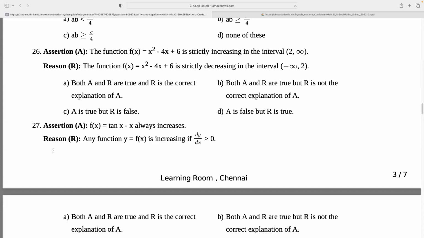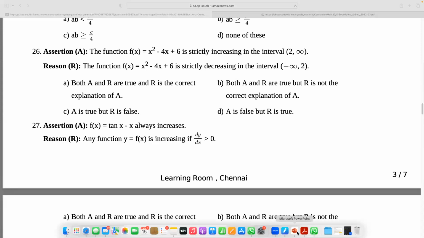So which option for the assertion is right? Option B or A? So which option is right? Option B, sir. Yeah, B is right because the assertion speaks about increasing. The reason speaks about decreasing. So the reason is not related to the assertion. Both are independently right, but R is not the correct explanation. It's not the supporting statement for the assertion. Okay. Next.